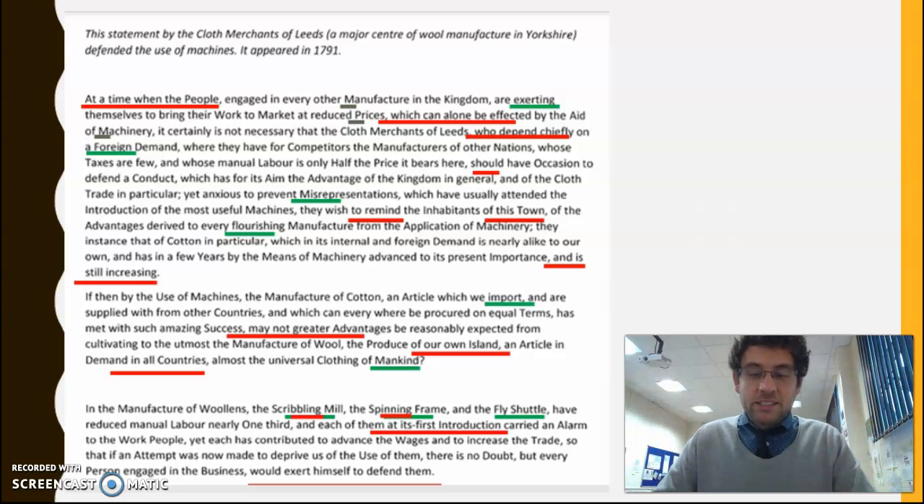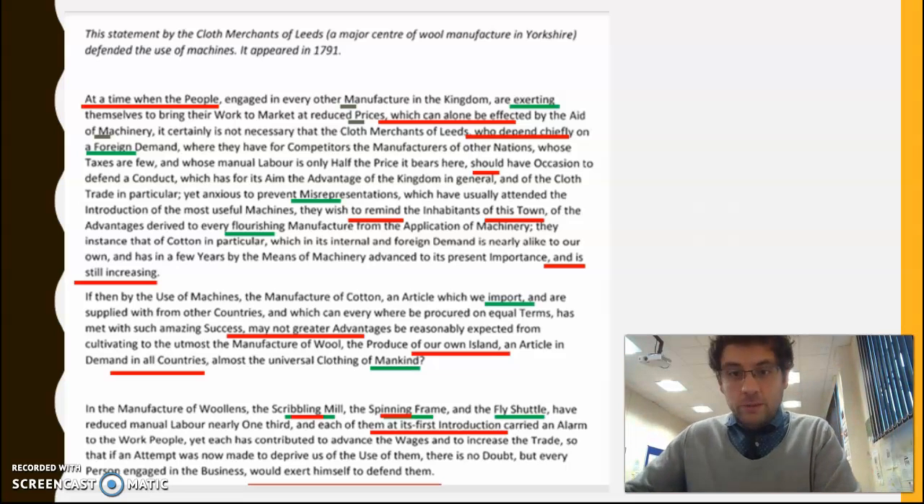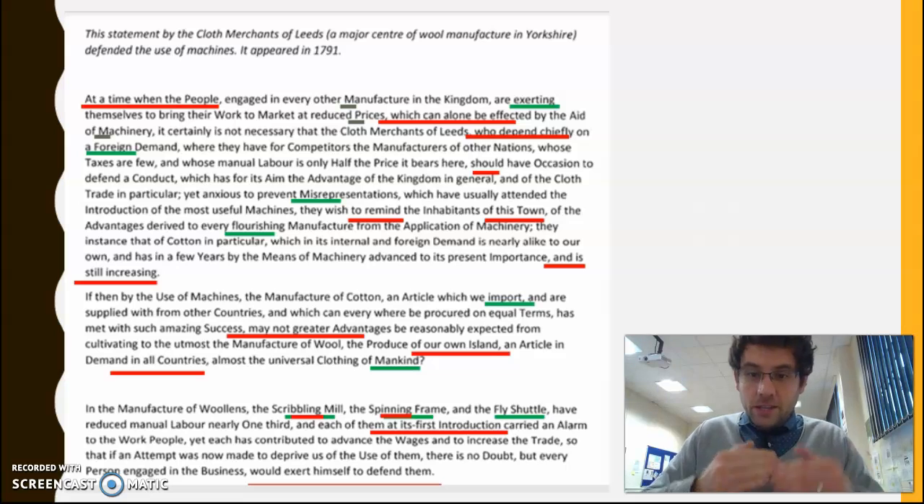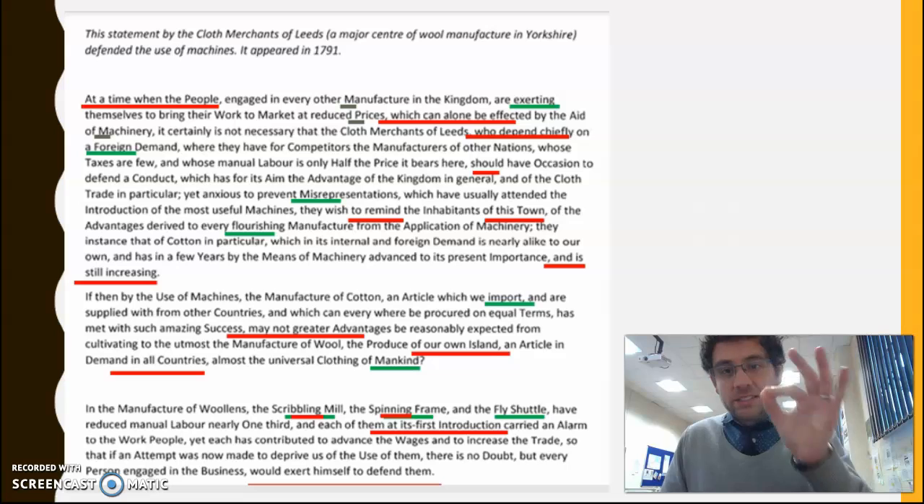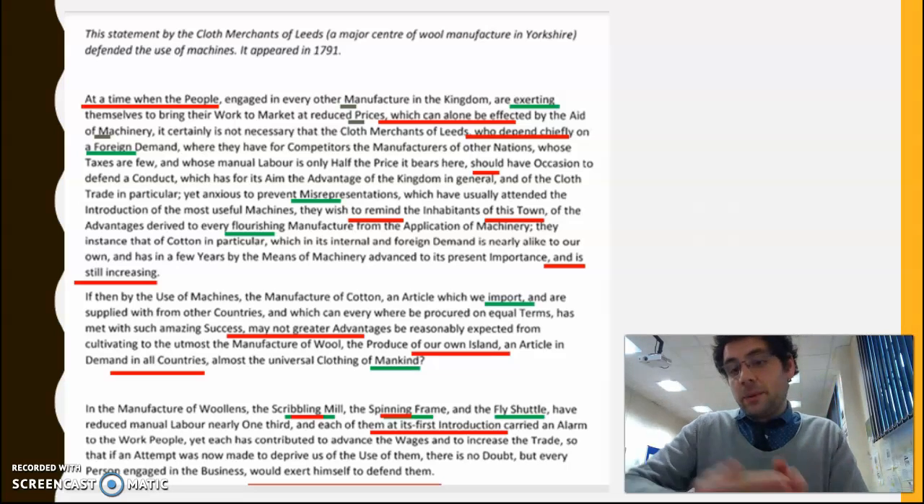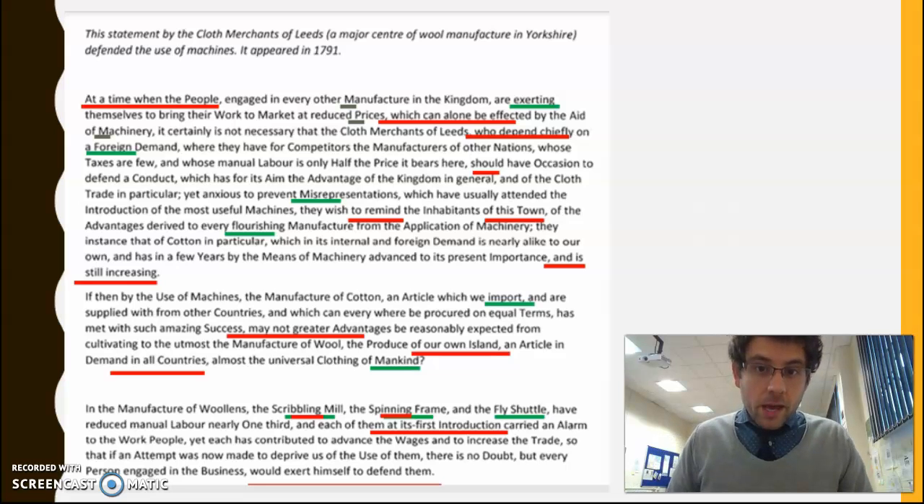The text exists because the manufacturers believe that by reasoning with people, they can change that behaviour, and it's an argument that they've got to win. The inhabitants of this town, so that prepositional phrase. Prepositional phrases are groups of words that start with of or on or under or at: the inhabitants of this town. It's showing, in this text, the interconnectedness of how Leeds depends on the machines and therefore depends on the rest of the world. And at the end, advanced to present its importance and is still increasing.